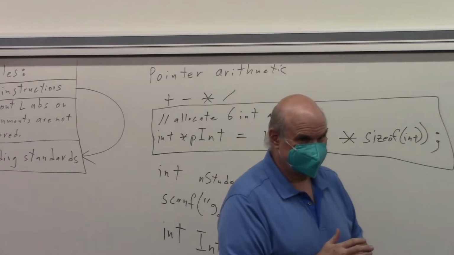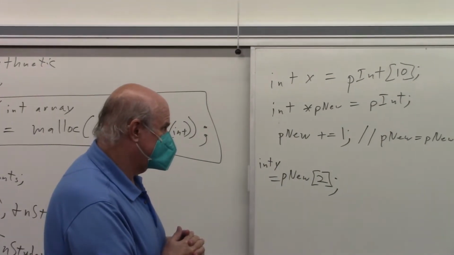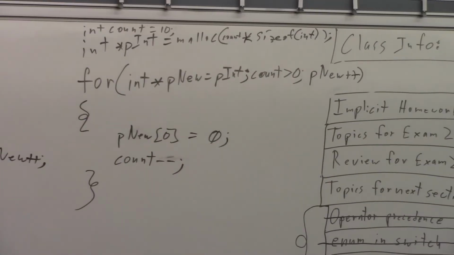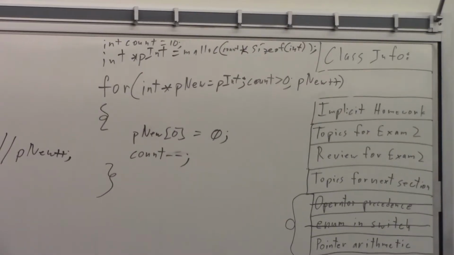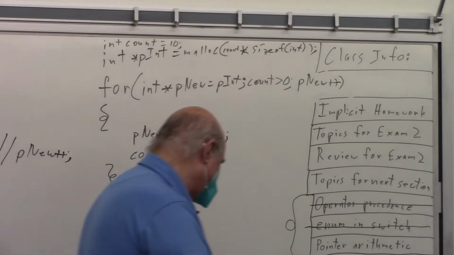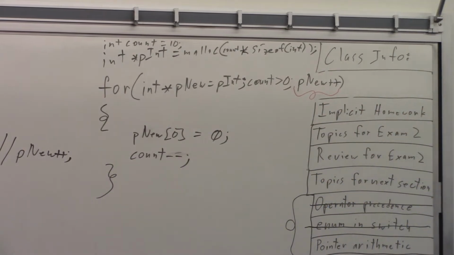So in the line p new 0 equals 0, are you just setting the same reference, the same place to 0, the integer 0 over and over again? Nope. And there's why. Because every time through the loop, it executes that statement.